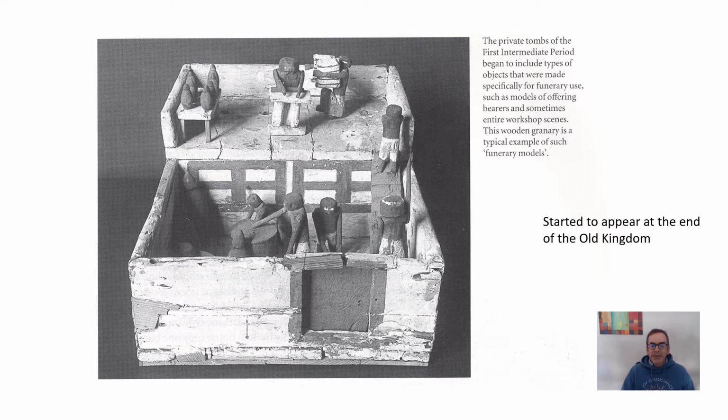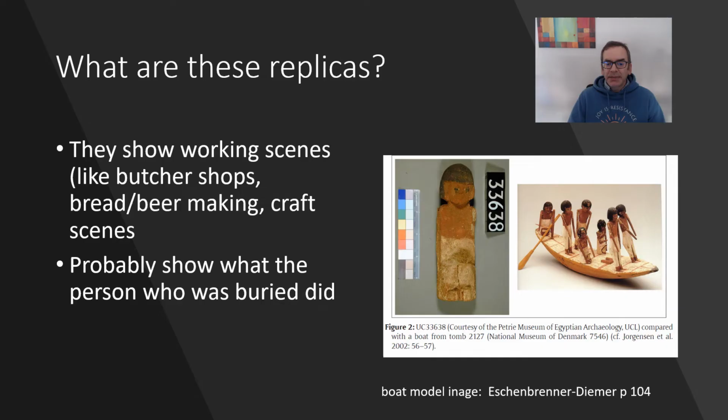I showed you this slide when I gave you a quick introduction to the first intermediate period. So these funerary models, or as some scholars like to call them, replicas, are showing scenes from what is considered daily life in ancient Egypt during this time. And we'll look at some examples. It'll be a little more clear than this black and white issue. So what exactly are these? I just mentioned they're probably showing scenes from daily life.